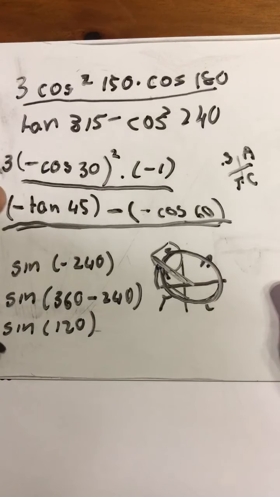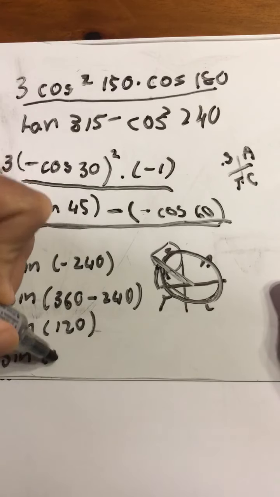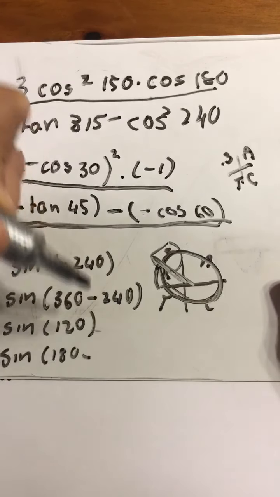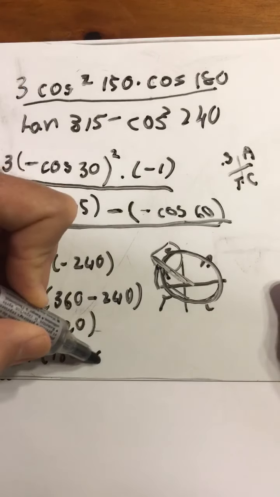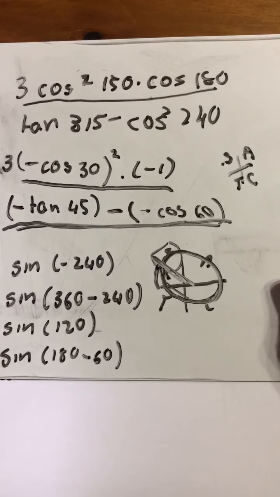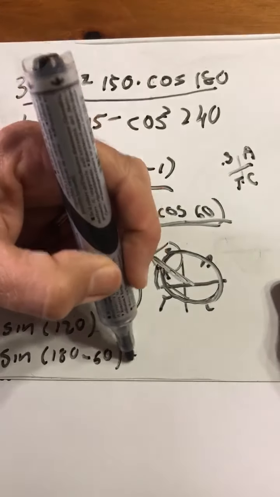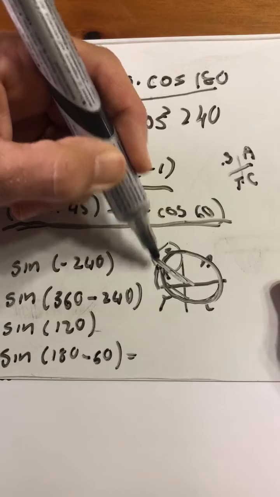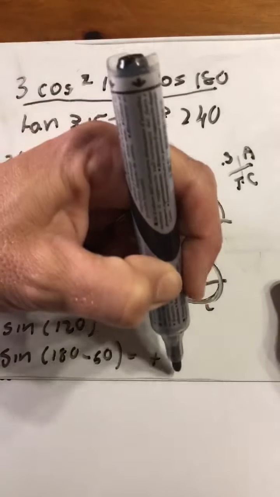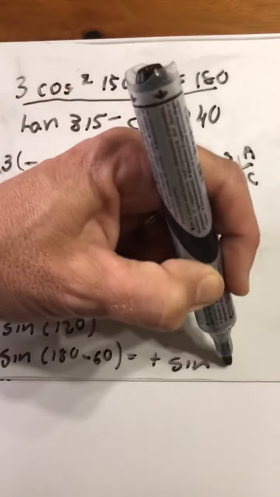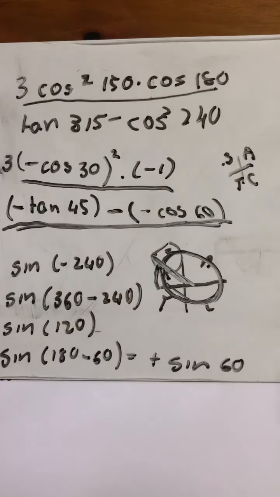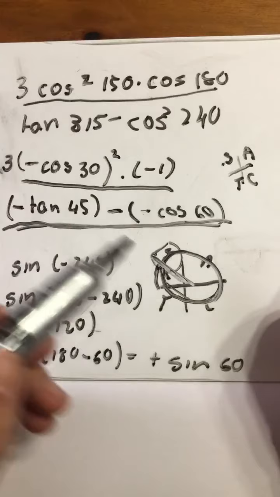Okay, sine 120 is just sine. Remember, this line is not important. That's 180 minus 60. And then we're back to where we are. This quadrant here means that it's a positive. My function is sine, and I can reduce it to 60. And then just use my special angles to solve it. Okay, so there's two ways we can do it.